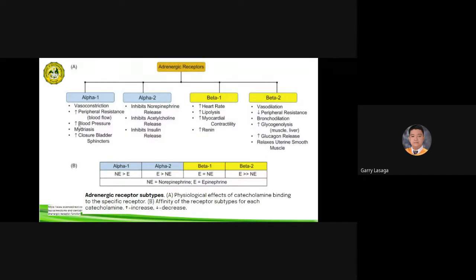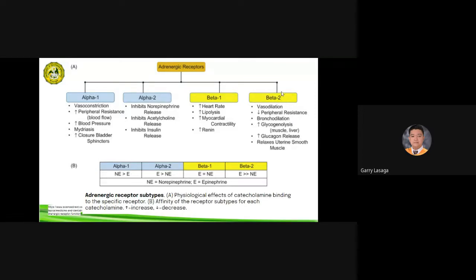So this is a diagram summarizing the different effects of stimulating the adrenergic receptors. For example, when our agonist to the beta 1 receptor binds to the beta 1 receptor, there will be an increase in the heart rate.